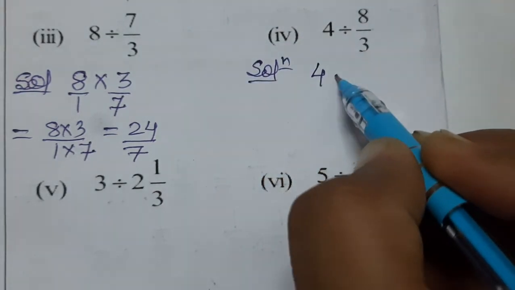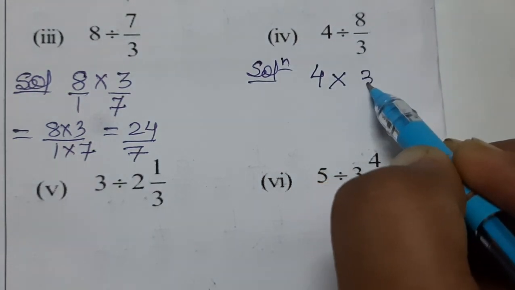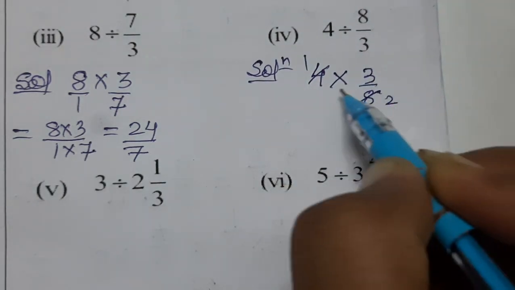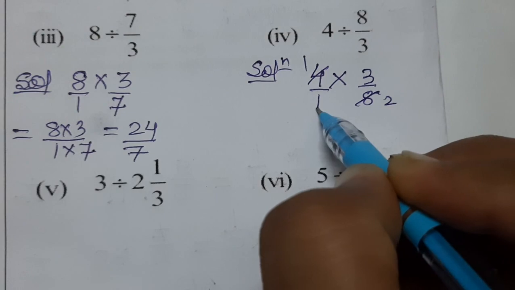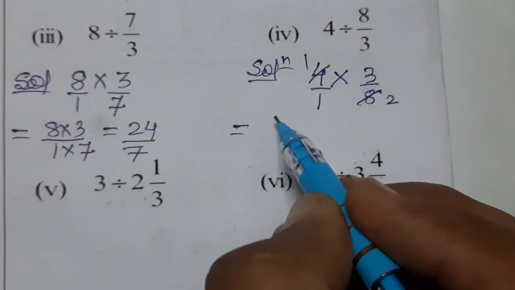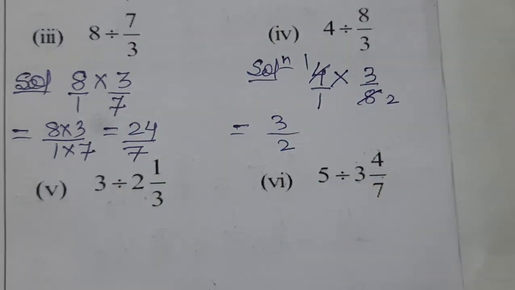4 divide change to multiplication. Take reciprocal of 8 by 3, 3 by 8. Now we can cut here. 4 ones are 4, 2. Whenever it is simplifying, then you have to simplify first. Don't just multiply like that. So 1 3s are 3 and 1 2s are 2. So this is the answer, 1 3 by 2.